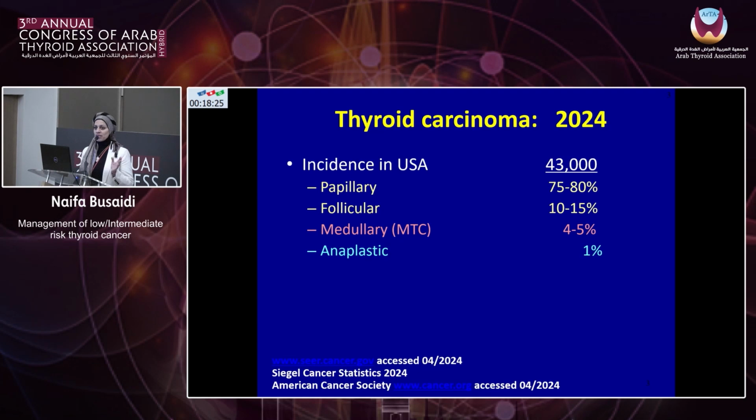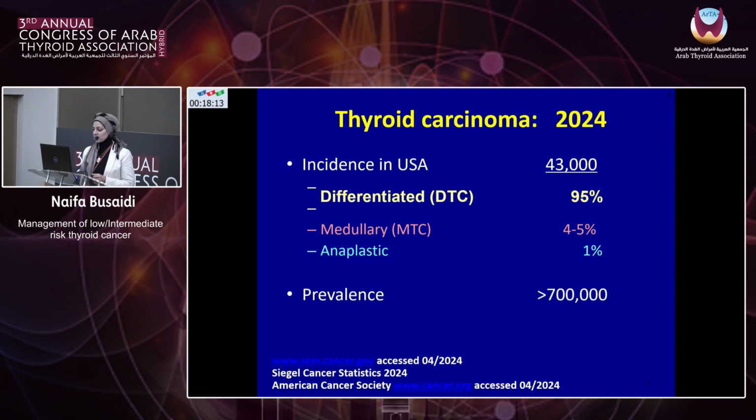Papillary is the most common thyroid cancer, as you heard earlier, with follicular thyroid cancer being the second most common. And together throughout the talk, we'll be talking about the low to intermediate risk of differentiated thyroid cancer. So we will not be discussing medullary or anaplastic thyroid cancer.